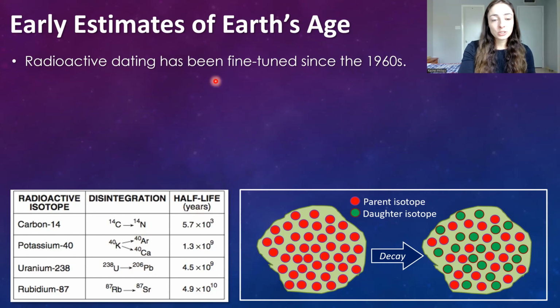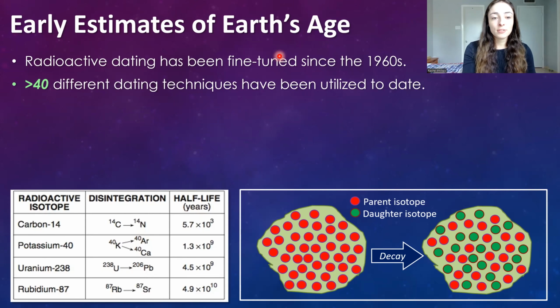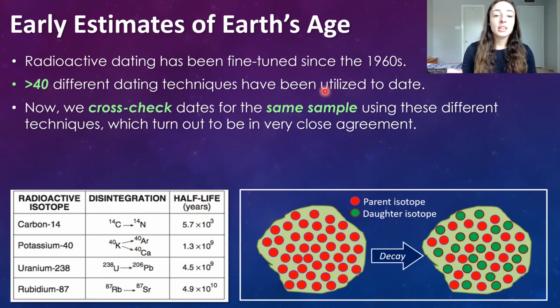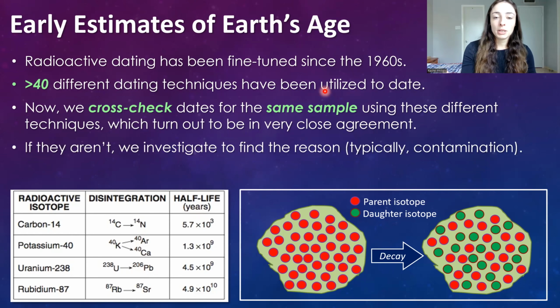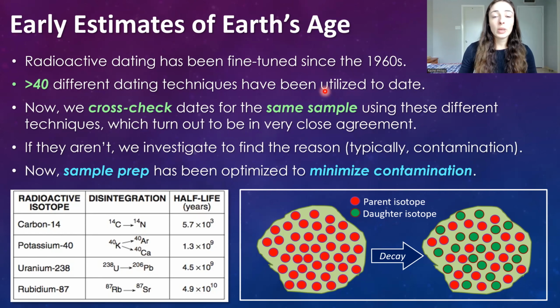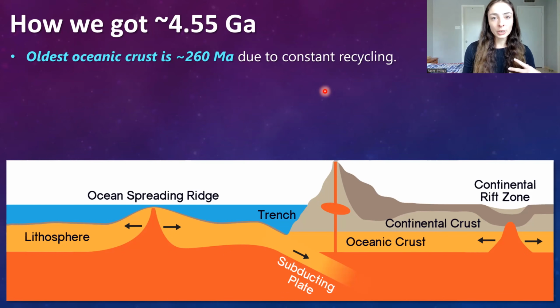Since the 1960s, radiometric dating techniques have been fine-tuned, and now we have over 40 different techniques or isotope systems that we can use to date rocks, and we often cross-check dates using many different techniques on the same sample and make sure they're in close agreement. If they aren't, we investigate and typically find the reason to be contamination, and now we have fine-tuned sample preparation techniques to minimize contamination and get the most accurate dates. And so now most of the time when we cross-check the same sample with different dating techniques, we get very close agreement.